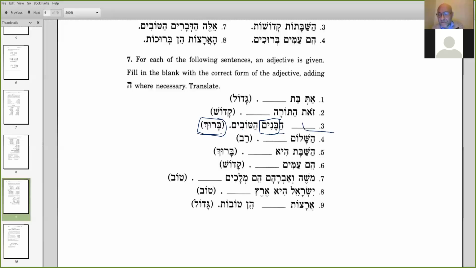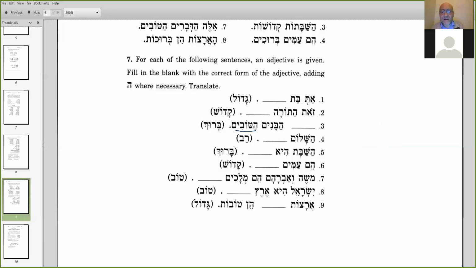Let me bring it over here. Okay, so we have our bet, our resh, our shurik, and our chaf, and here it is, hirik, yod, mem, sofit. So this is going to say barukhim, habanim, hatovim. Translation, the good sons are blessed. We turn that around a little bit. Literally, it says blessed the good sons. But the good sons are blessed sounds better in English. Okay? All right.